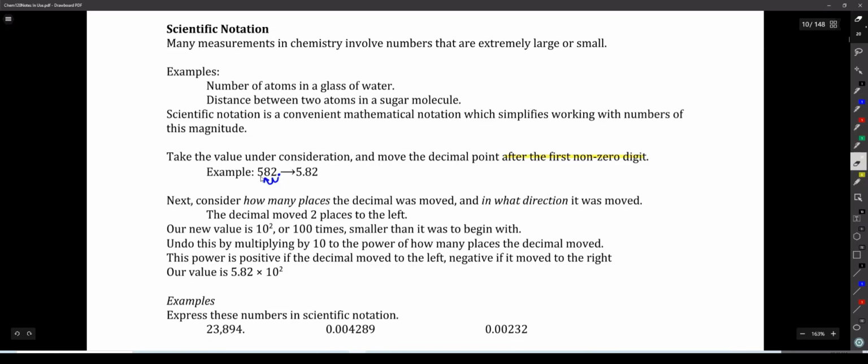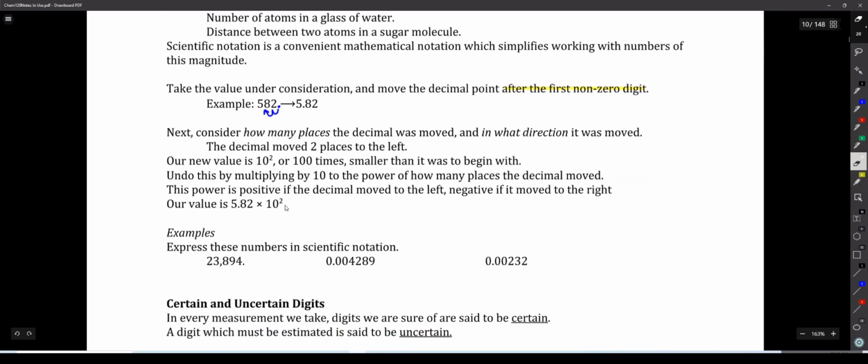So the way we balance out moving the decimal is we now need to say, well, this is 5.82 times 100. But we write it as a power of 10. Every time you move to the left, we say that's a power of 10. So if you move to the left twice, that would be 5.82 times 10 to the second.